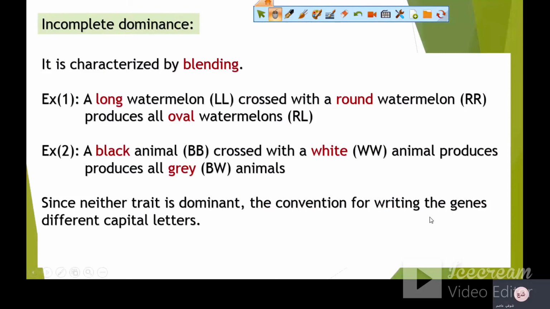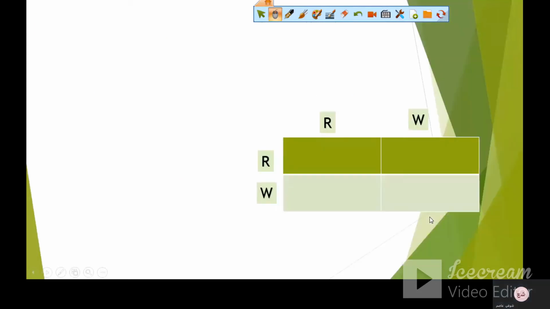If a black animal is crossed with a white one, the produced one will be gray. It means neither of the two characters, black or white, is dominant. So they blended together, producing the gray one. So this is called incomplete dominance. Since neither trait is dominant, the convention for writing the genes is different capital letters.